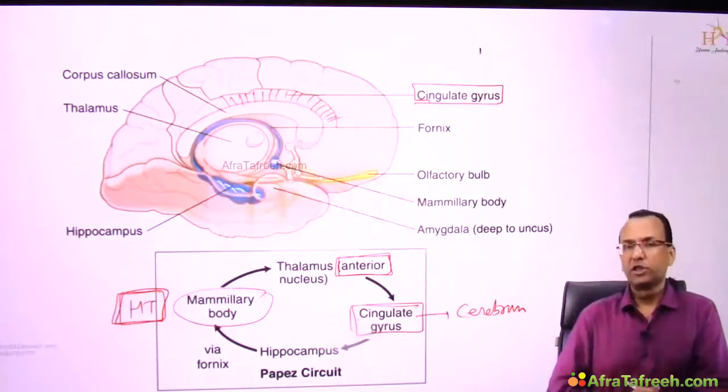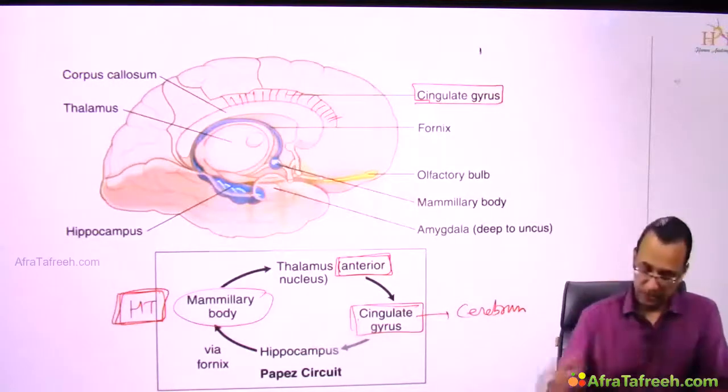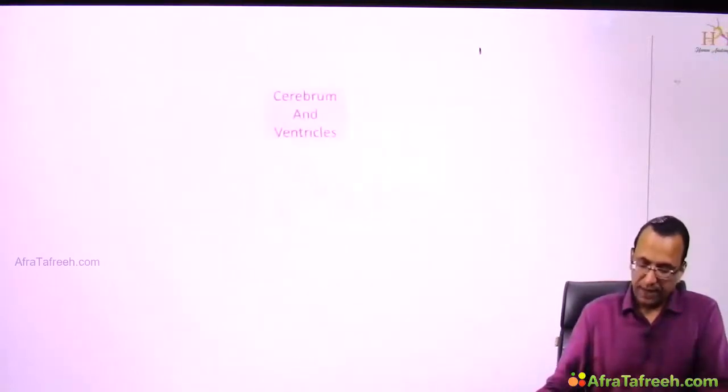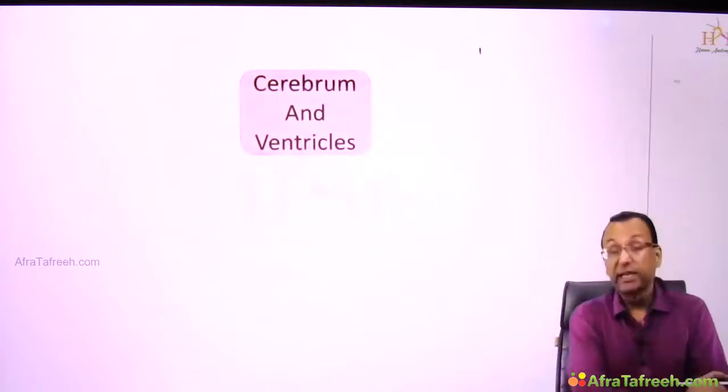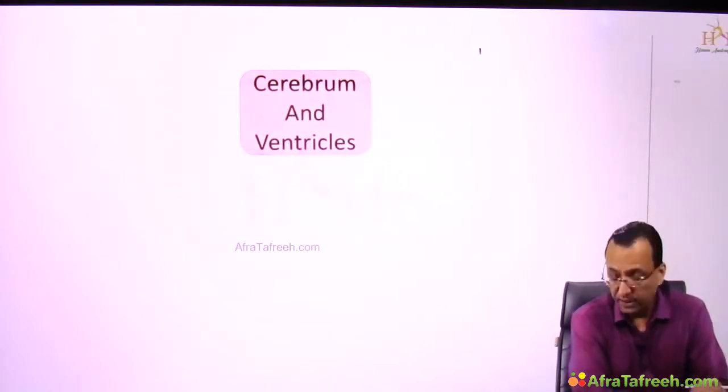So like that, you just remember some components of the limbic system for memory and emotions. Now let us move on further and discuss some more details of the cerebrum and ventricles, because we have to look at the CSF circulation also.